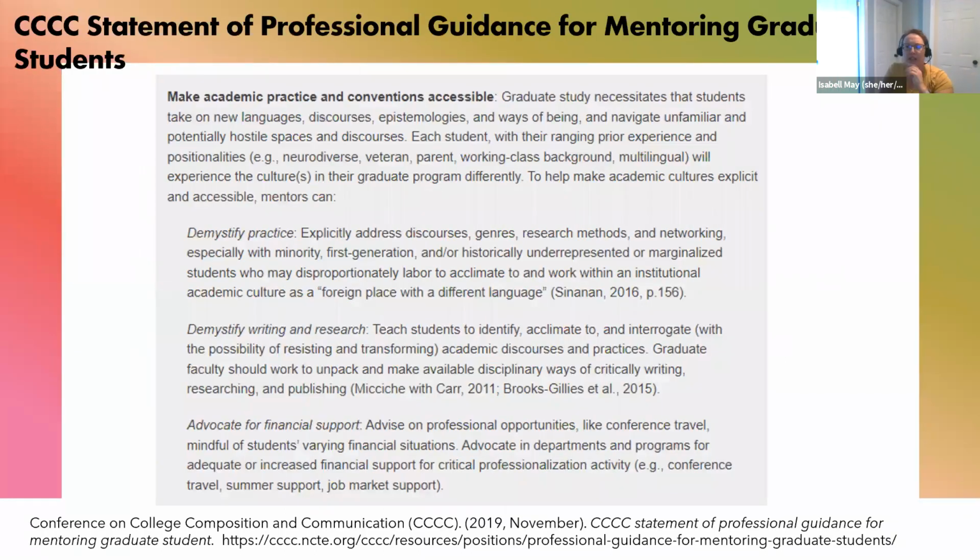I'm going to skip over this, but I encourage you to take a look at this later. This is a statement from the Conference on College Composition and Communication. It's the annual conference by the NCTE, National Council of Teachers of English, which is my guiding professional organization. And they published in 2019 this great statement of professional guidance for mentoring graduate students. And one of the things, the headline right here is, make academic practices and conventions accessible. So a lot of demystifying.